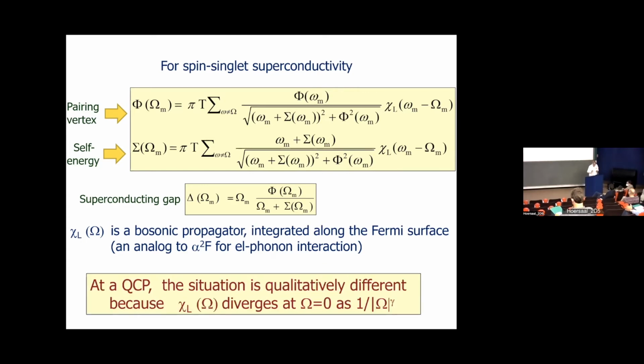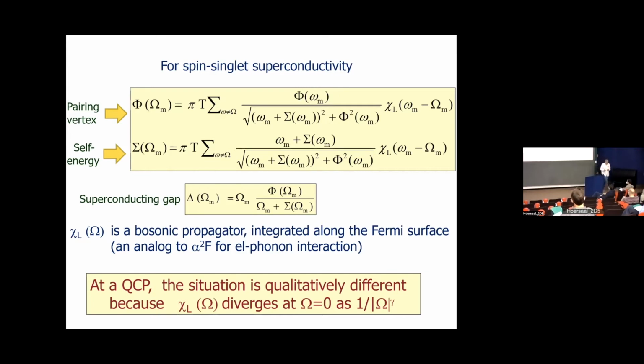What's special about pairing at the quantum critical point is that chi is qualitatively different. Because you have a pairing mediated by a massless boson, then the propagator of this massless boson, local propagator, integrated along the Fermi surface. This is a story about exact integration over momentum with fast electron and slow bosons. This chi actually diverges at zero frequency. It diverges at some particular power. That's why it's called gamma model. The power is labeled by gamma.